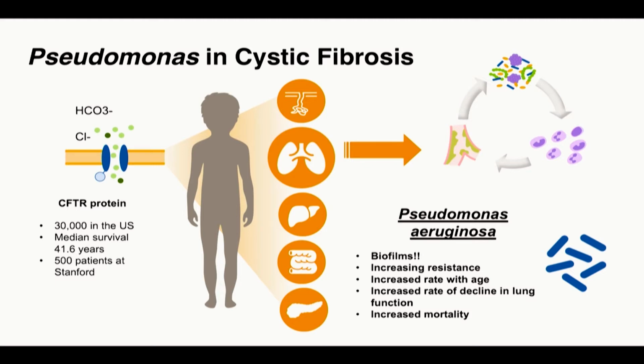And Pseudomonas is a gram-negative bacteria, which is a bad player in CF. It's the most commonly cultured organism from CF sputum. We see it more increasing with age, and it's very difficult to get rid of, partly because it forms biofilms and also because it's very resistant to antibiotics. And we know that once patients have Pseudomonas, they have a faster decline in lung function and a higher mortality.